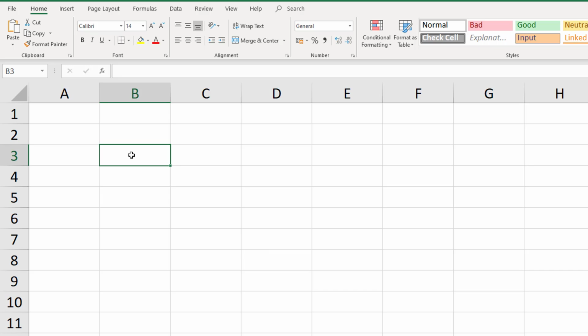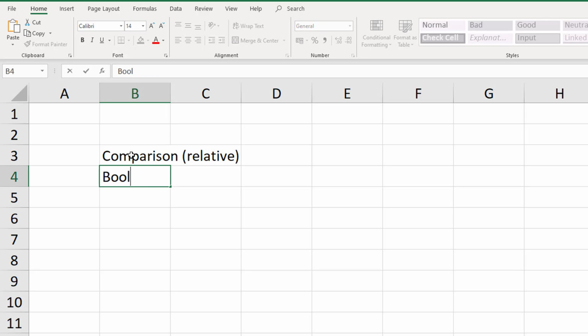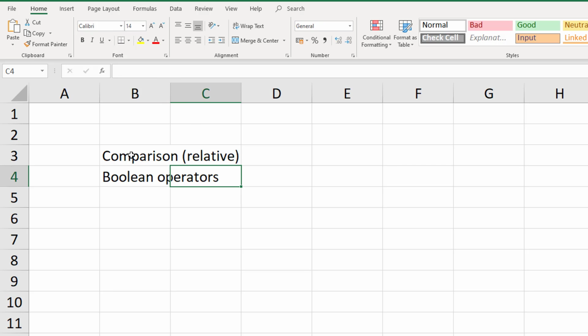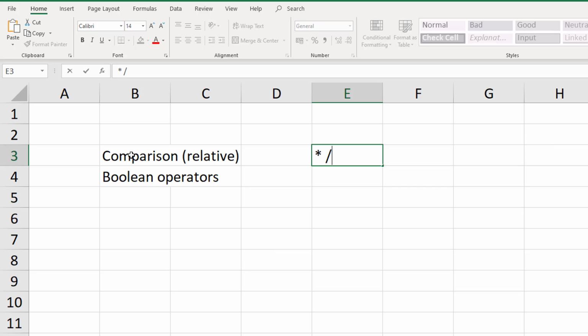Okay, let's start by talking about, let's call them comparison operators. They're also called relative operators and also relational operators. We've also got Boolean operators, which we'll look at afterwards. An operator is really representing a calculation in a formula. So we looked at operators in terms of the basic math symbols, so multiplication, division, addition, subtraction. These use symbols, and so operators tend to use symbols.